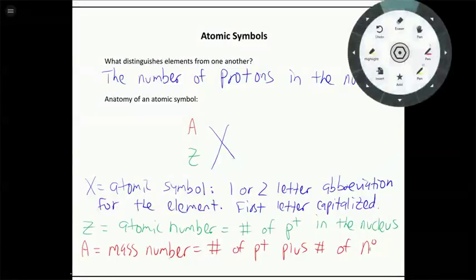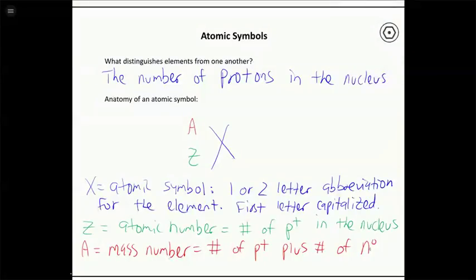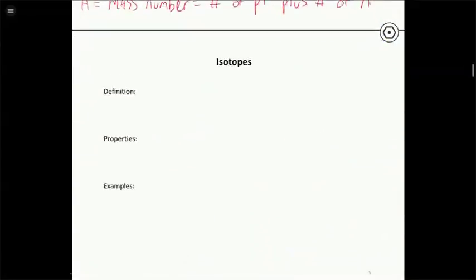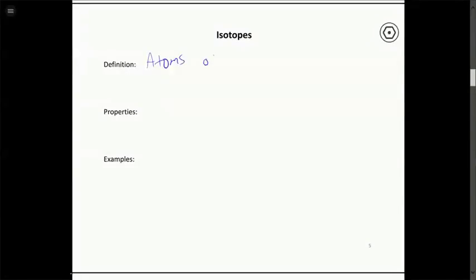Now what you can sometimes have is what are called isotopes. So not all atoms that make up an element are identical to each other, and this is what the idea of isotopes is. So what is the definition of isotope? It's atoms of a given element. Now keep in mind, if we're talking about one element, that means all these atoms have the same number of protons in them, but they have different masses because they have different numbers of neutrons.